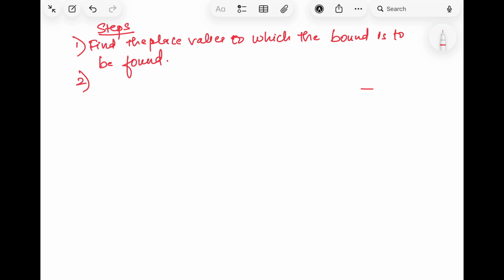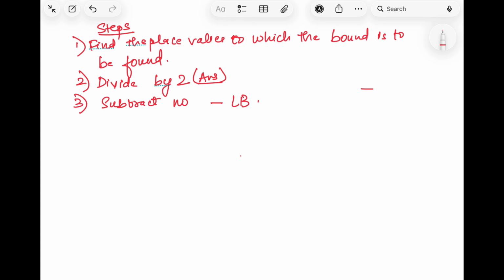After we know the place value, we divide that place value by 2. Then when you subtract the answer which you get here from the given number, you get the lower bound, and when you add it to the given number, you get the upper bound. So we follow these 4 steps and we will be able to find the lower bound and the upper bound of any number given to the approximate value.